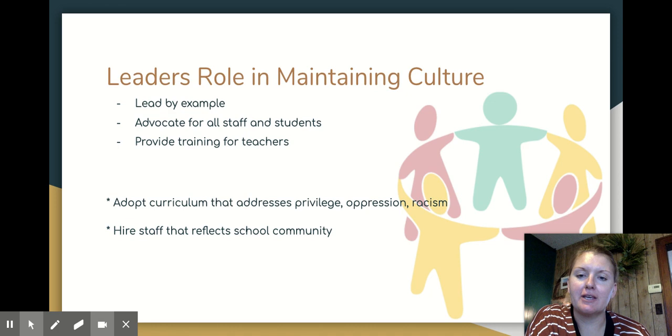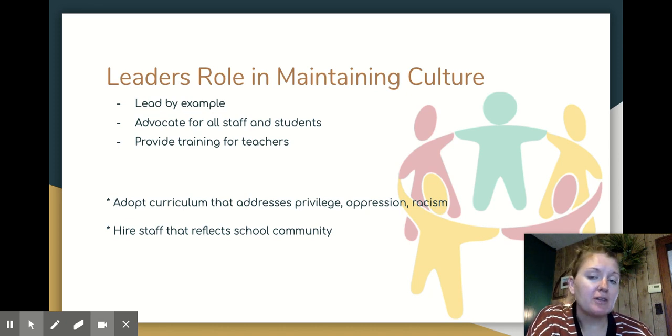So to get started talking about inclusive environments for schools, what can leaders do in maintaining a culture of inclusivity? The first thing is to lead by example. People will recognize immediately if somebody isn't genuinely concerned about making an inclusive environment. So school leaders really need to truly step up and lead by example to make sure that they are accommodating for that type of environment.